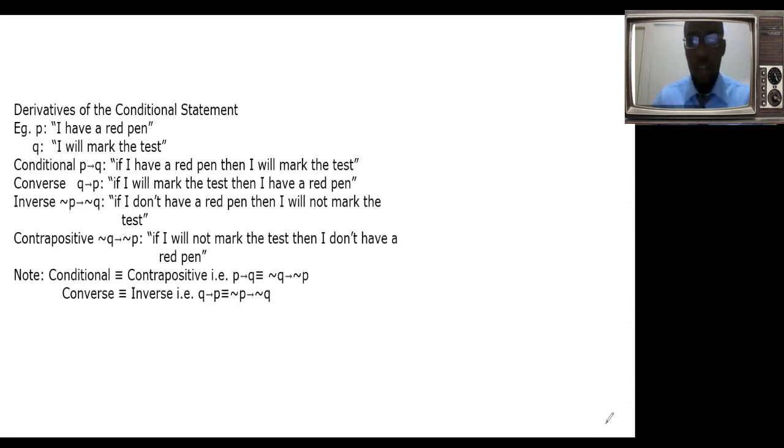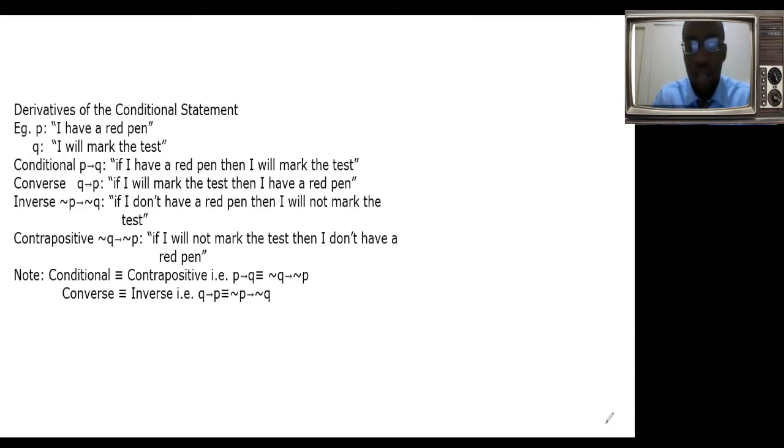Now the summary of the results is that the conditional is equal to the contrapositive and the converse is logically equivalent to the inverse. Now we are going to justify this using the truth table, but let's just make sense of it in terms of words in real life. Now look at the conditional.